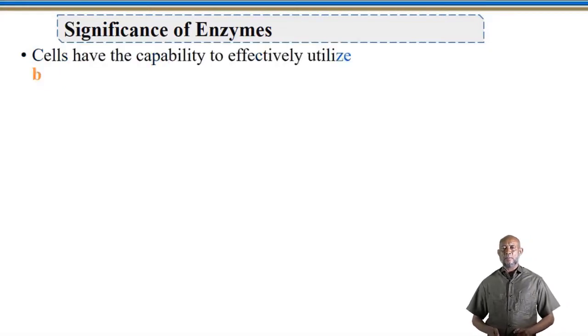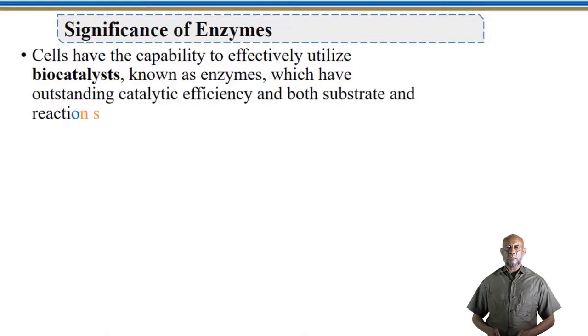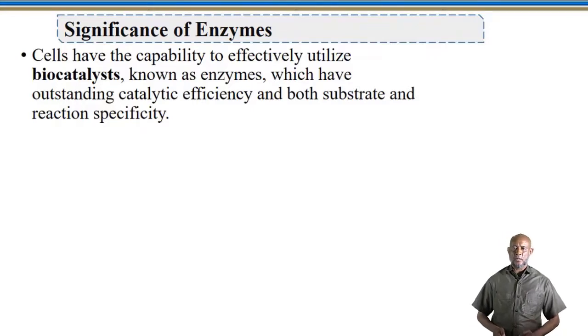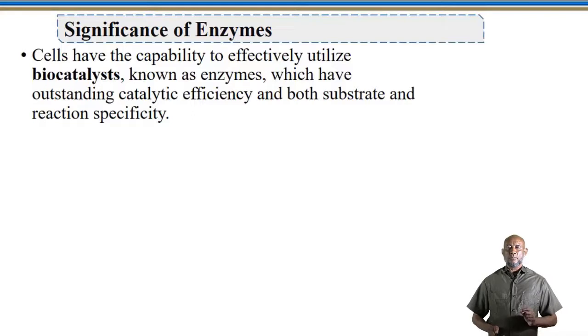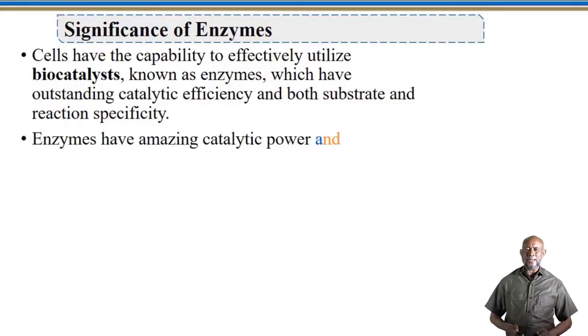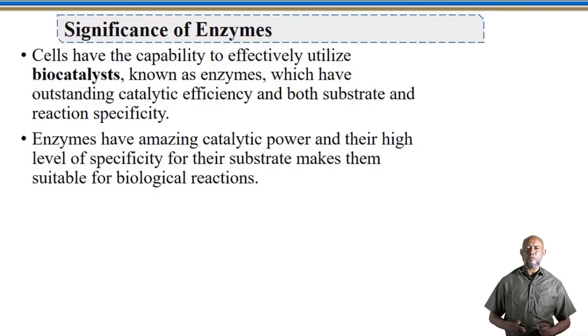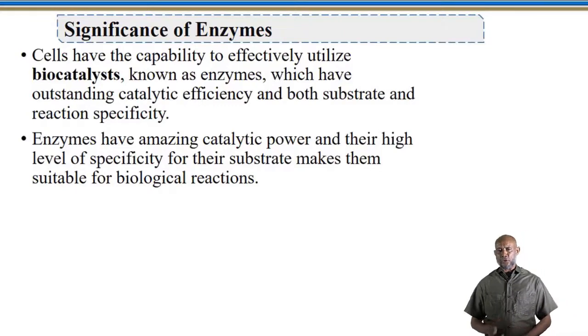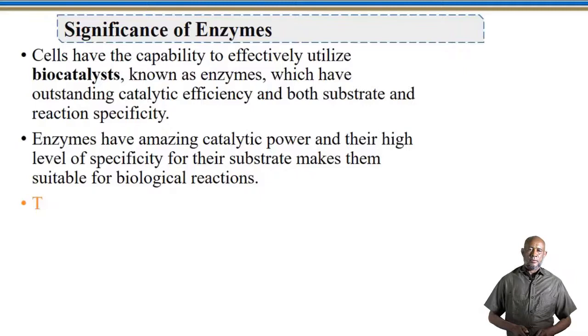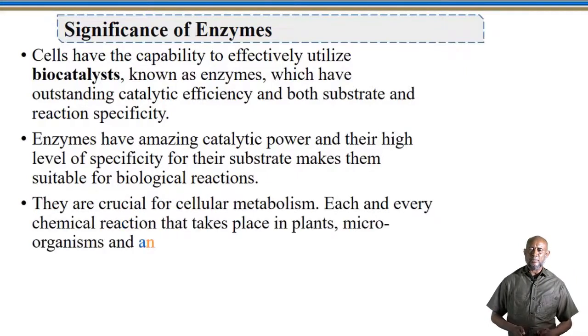Cells have the capability to effectively utilize biocatalysts, known as enzymes, which have outstanding catalytic efficiency and both substrate and reaction specificity. Do you know enzymes have a catalytic efficiency and also have substrate and reaction specificity? Enzymes have an amazing catalytic power, and their high level of specificity for their substrate makes them suitable for biological reactions. They are crucial for cellular metabolism.